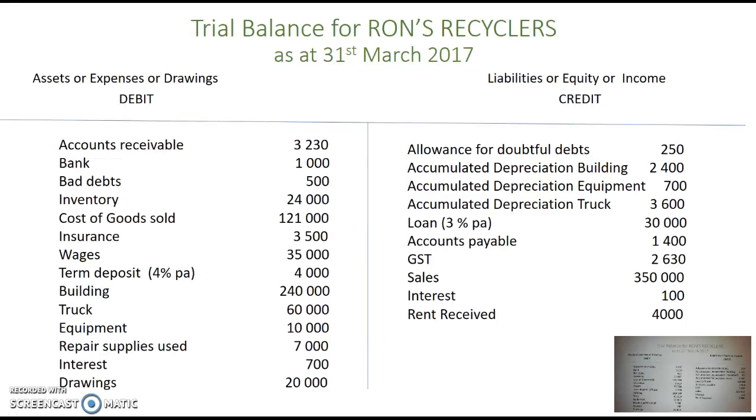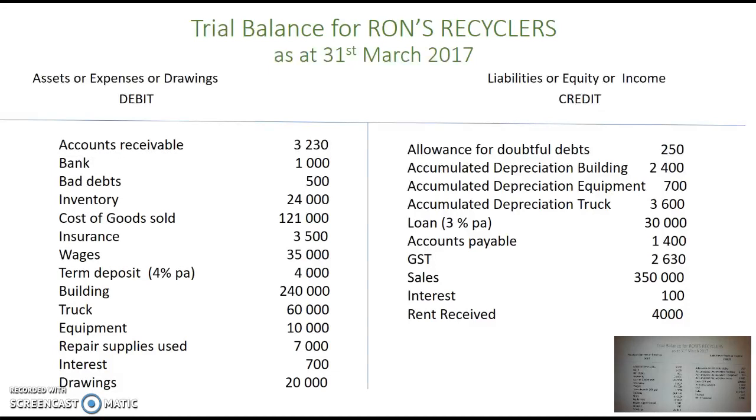This is the first in the series to help you do the balance day adjustments required for Level 2 Accounting NCEA. We're looking at the trial balance that I prepared for a business called Ron's Recyclers. The balance day is the 31st of March 2017.